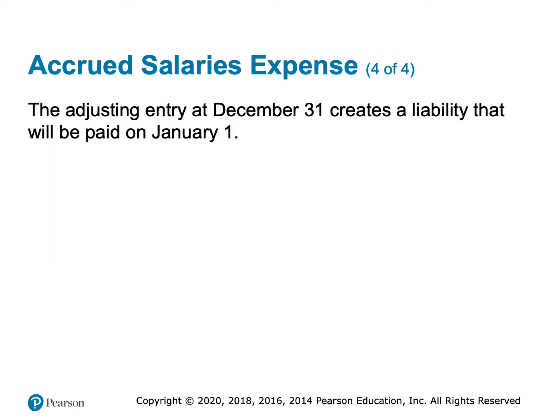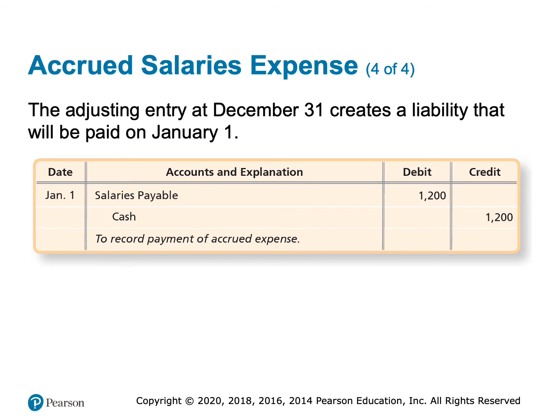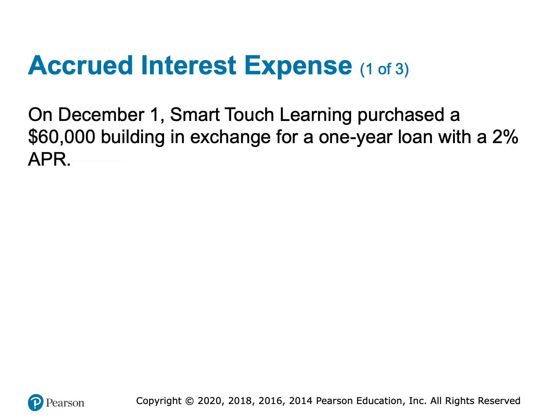On January 1, tomorrow morning, when I come in the new year, I'm going to pay those employees. So I want to reduce the liability to take it off of my books. Since liabilities have a normal credit balance, I debit the liability to take it off of my books, and then I credit cash because I paid them the $1,200. Now salaries payable, if you're recording it in your T account, has a zero balance because I've paid them and I don't owe them anything, and cash has been decreased as well.